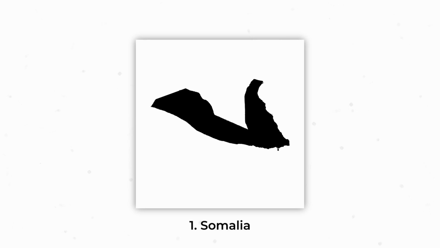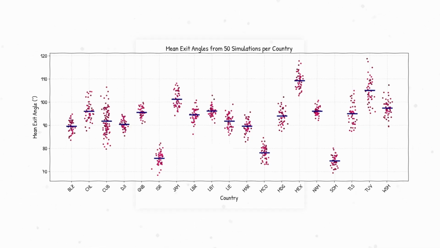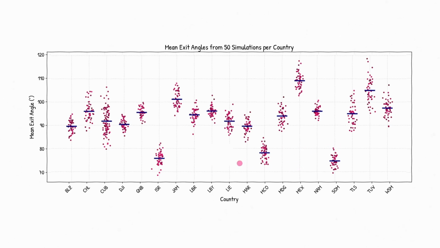Anyway, along with Somalia and Israel, it's Monaco who completes the top 3, which are clearly ahead of the rest of the countries. It's also interesting that some countries like Cuba and Tuvalu had much more variation across simulations, while others like Libya and especially Namibia were far more consistent.